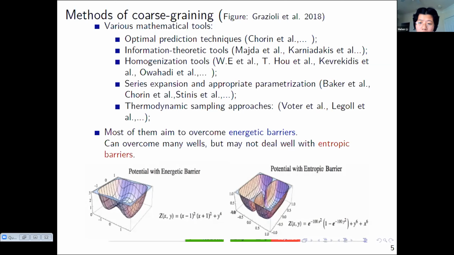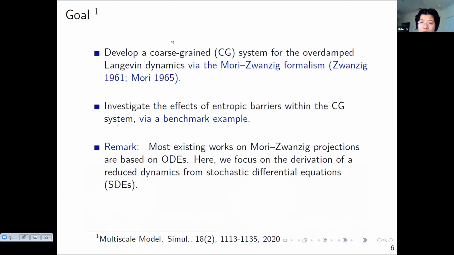And we would like to derive a coarse-graining model which overcomes this entropic barrier. Okay, and so the tool we are going to apply is the Zwanzig formalism. This is because when we want to overcome the entropic barrier, the memory term or the communication between the coarse-grained environment and the fine environment is very important. That's why we need the Zwanzig formalism in order to keep this communication. And we will demonstrate the idea for a very simple example. And what's more important is our methods are based on stochastic differential equations.